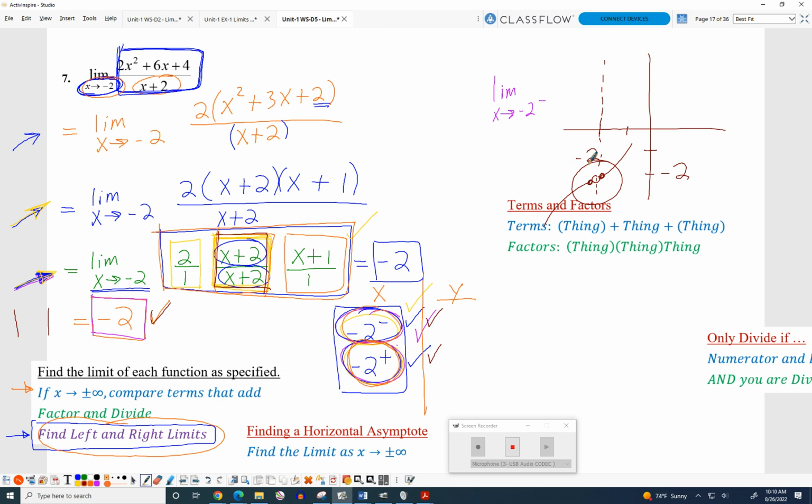How would the overall limit be non-existent? So the overall limit can only be non-existent if the left and right don't match. And how would that happen? It won't happen in a formula type problem like we're looking at here. At least I've never seen it happen unless the formula contains an absolute value. We'll wait to see that a little bit later.